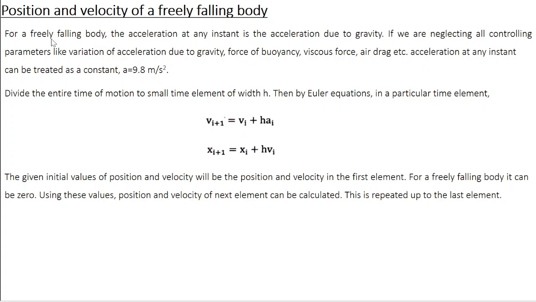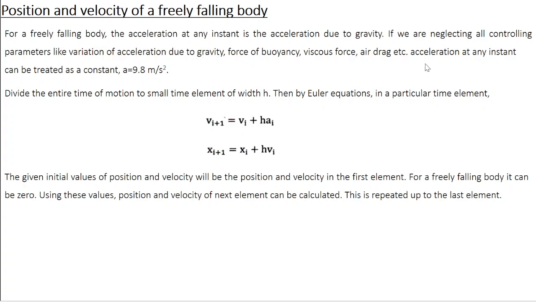As you know, a body is freely falling only under the influence of gravitational force. So its acceleration is going to be the acceleration due to gravity. Actually, there are other forces acting on the body. There are other parameters we have to take into account, for example, the variation of acceleration due to gravity. Then you have the force of buoyancy, the viscous force, air drag, etc. But for simplification, we are not considering all this. We assume that the body is falling freely under the influence of gravity alone.